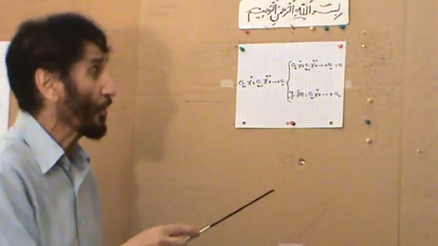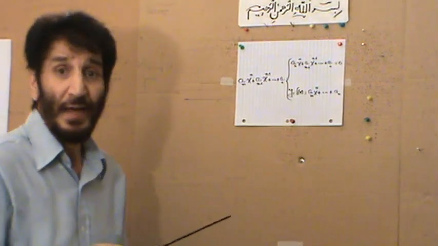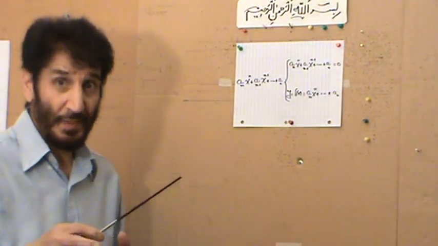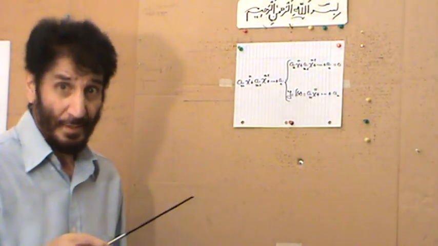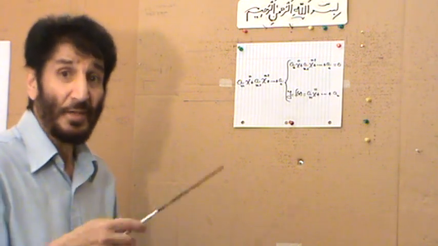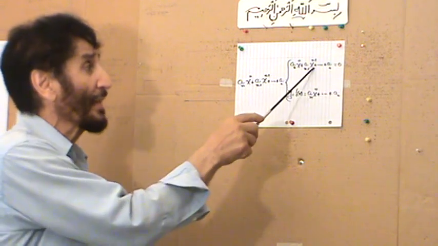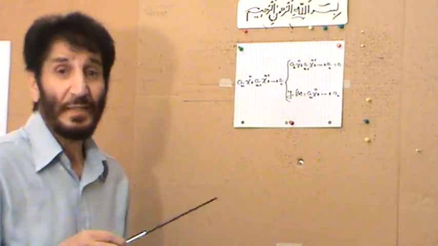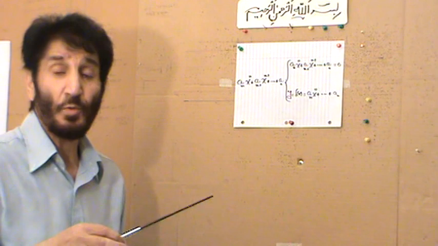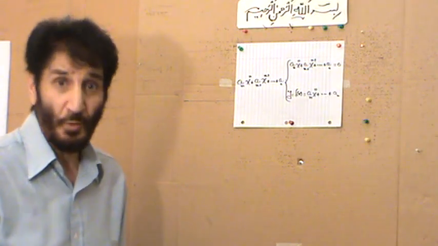I repeat one more time: x here we call a variable because it can assume different values. We can assign different values for x. Here we cannot, so we call this x an unknown. And with algebraic manipulation, we try to find the value of that unknown.